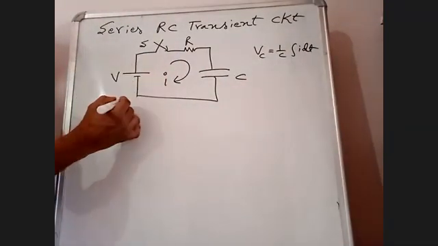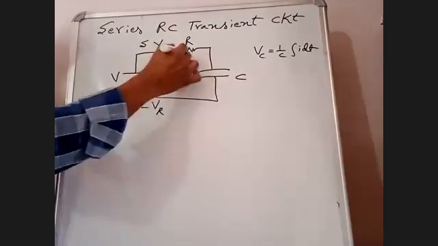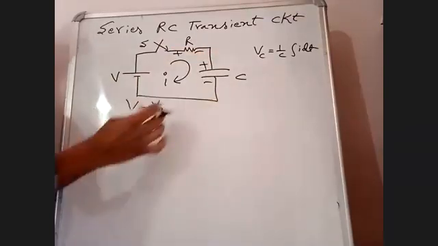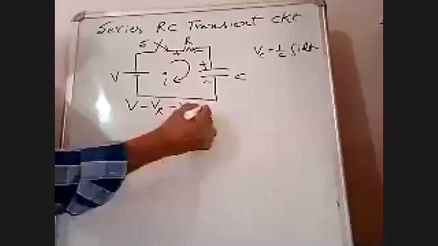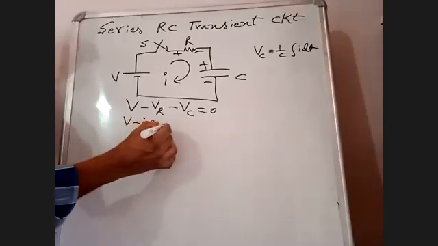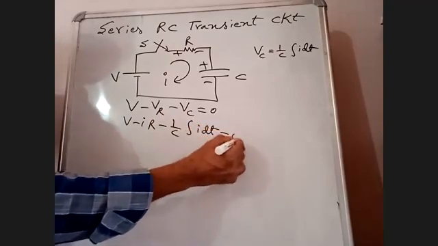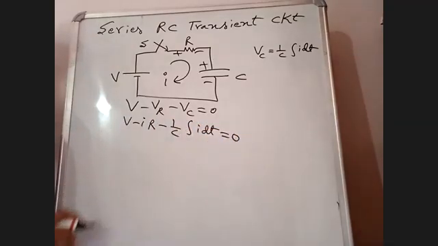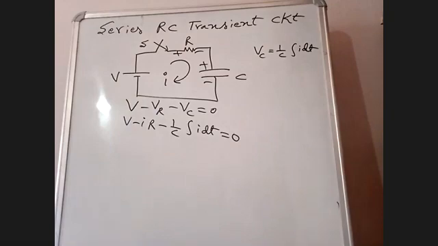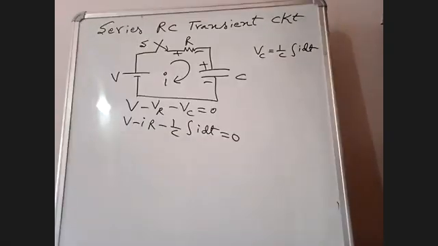Current is flowing from minus to plus. V minus the voltage across each element, in the direction of current, you can take plus and minus. V minus VR minus VC is equal to 0. So V minus IR minus 1 by C integral of I dt is equal to 0. Write down the steps. That is the voltage across capacitance, 1 by C integral of I dt.